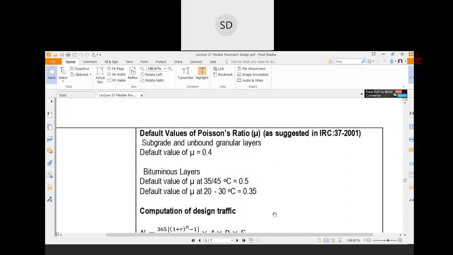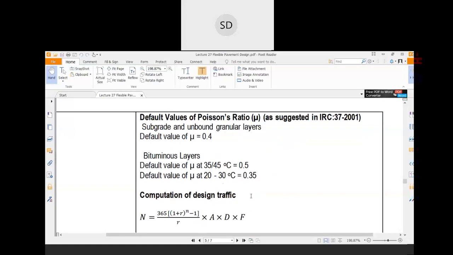Now, another thing is your Poisson ratio that is also required. So, as suggested in IRC 37 2001, for your subgrade and unbound granular layers, the default value of mu, or Poisson ratio, is 0.4. For the bituminous layer, at 35 to 45 degrees Celsius, the default value of mu is 0.5, and the default value of mu at 20 to 30 degrees Celsius is 0.35.